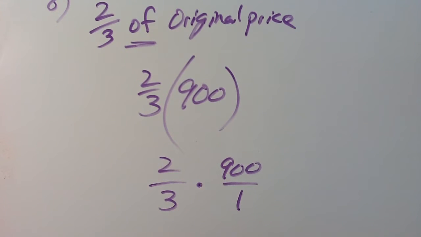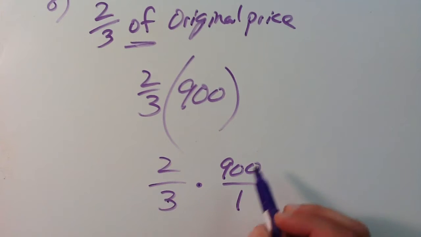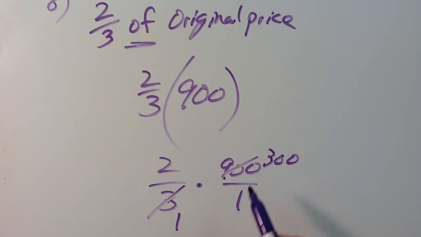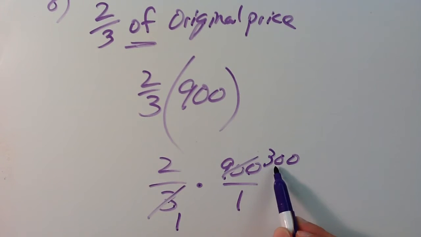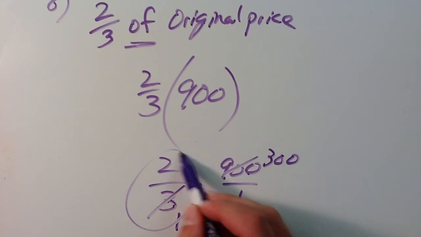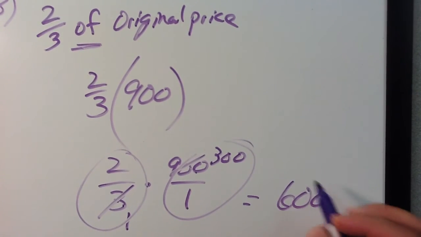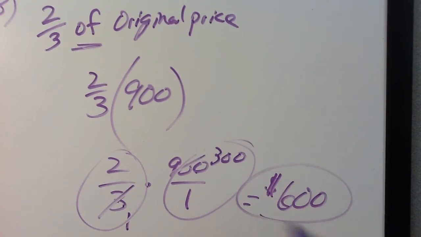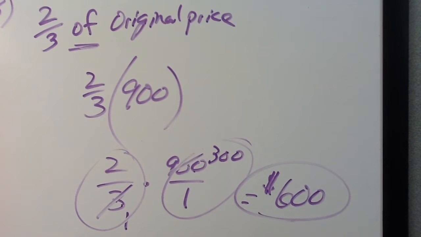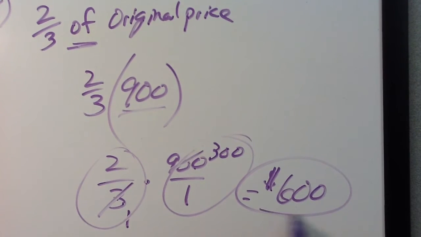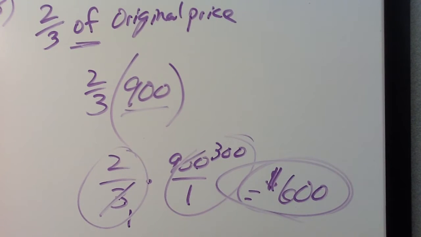2 over 1 is already simplified, but what about 900 over 3? Well, 900 over 3 is simply 300 over 1, right? Because 900 divided by 3 is 300. So I have 2 times 300, and 2 times 300 is 600, and this is dollars, right? That's how much she paid for the computer. It was 900, she paid 2/3 of that, and 2/3 of 900 is 600. In this case, $600. Okay, you go on to number 9.